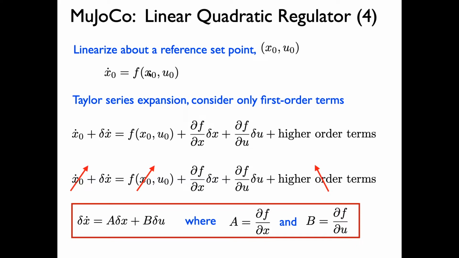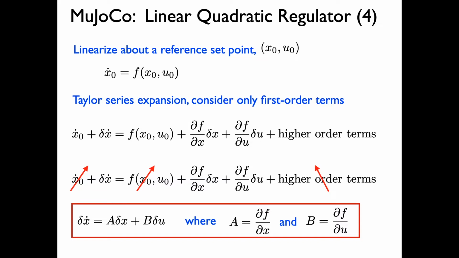MuJoCo computes this inside, and we have access to the numerical value of f, but we don't have access to the analytical value of f. So when we want to find df/dx, we cannot do that analytically because f is not available in closed form. So we need to use what we know as finite difference to find df/dx and df/du. You know, doing the linearization, let's figure out what f is.